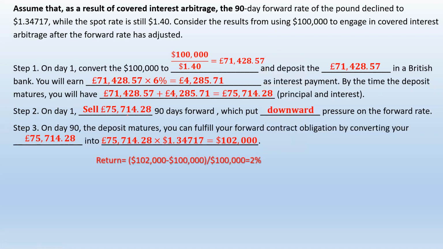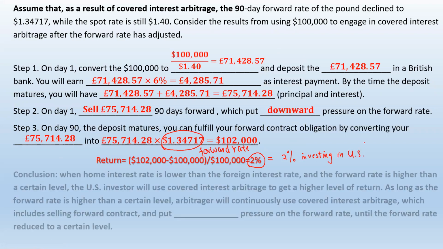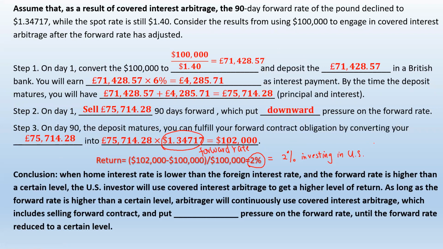So here is 1.34717. This is the forward rate. And then we find out our ending balance is 102,000. So our return is 2%. In this case, this equals the 2% if you're investing in the US. So in this case, there's no arbitrage opportunity. So the arbitrage opportunity is gone.